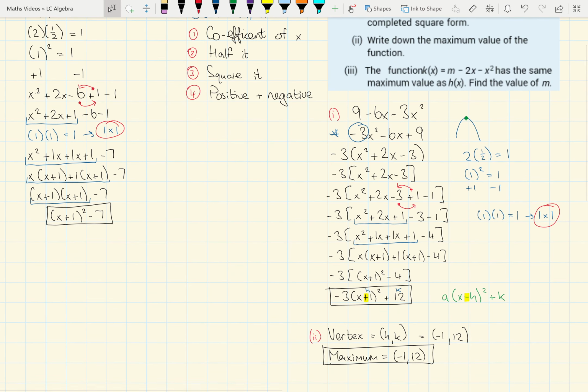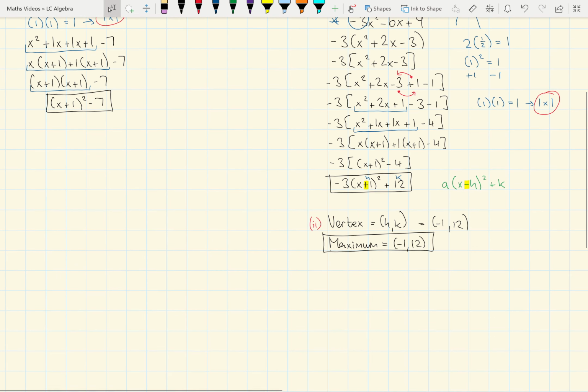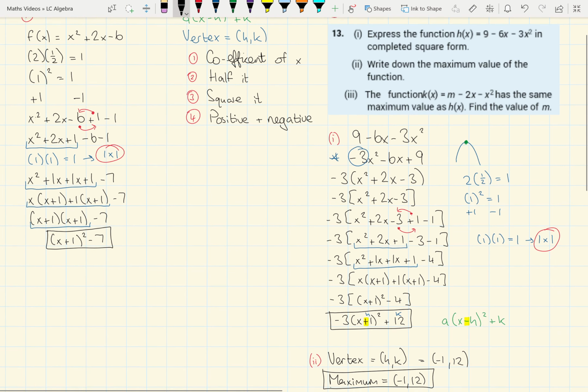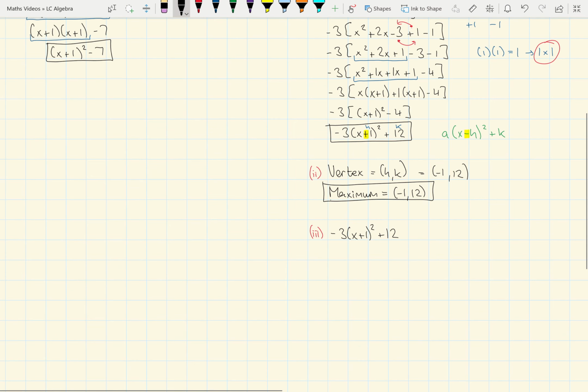So they tell us the function k of x has the same maximum values as h of x, which tells us then that our h and our k values should be identical. So it's just going to be a little bit of manipulation of formula. The answer we had gotten was -3(x + 1)² + 12, and the one they have given us is m - 2x - x². So the first thing I'm going to do as above is rewrite that, and I'll get -x² - 2x + m.